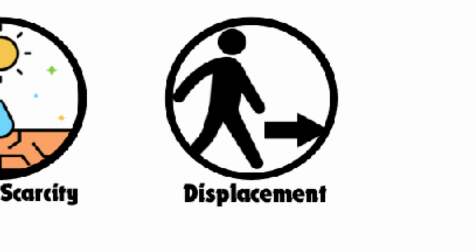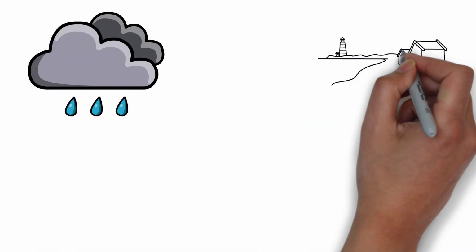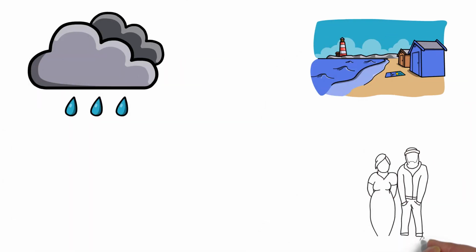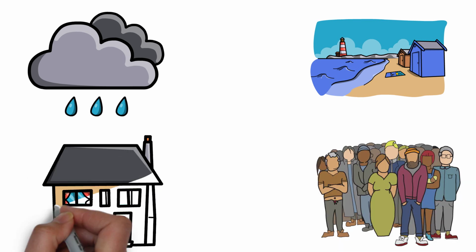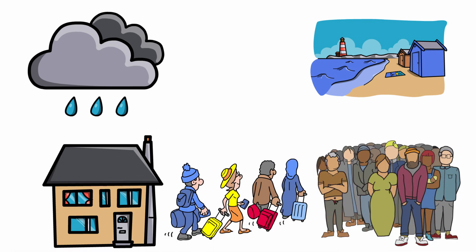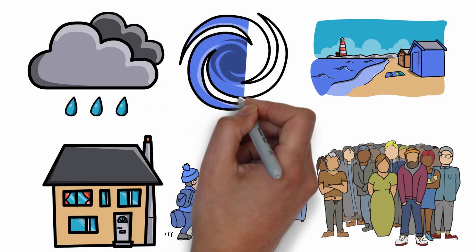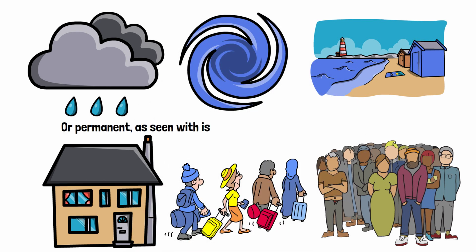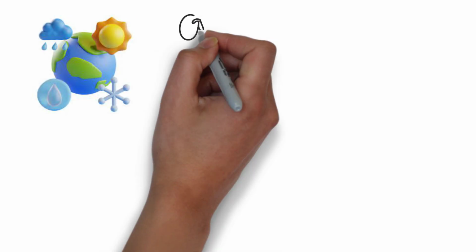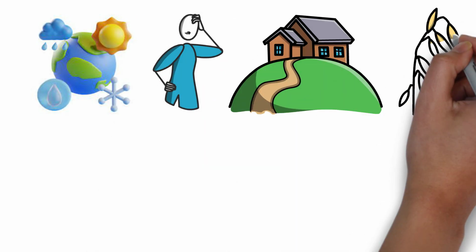12. Displacement. Extreme weather events, rising sea levels, and changing environmental conditions can force people to leave their homes. This displacement can be temporary, like evacuations during hurricanes, or permanent, as seen with island communities losing land to rising seas. Climate refugees face significant challenges in finding new homes and livelihoods.